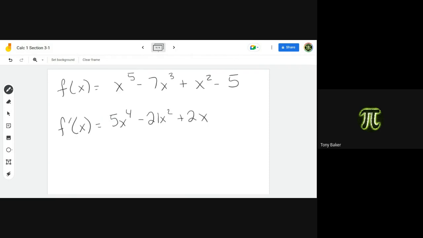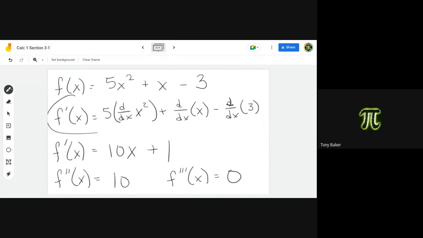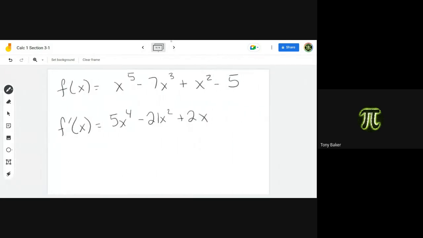That's all you're gonna need to do. You do not need to write out this whole step unless you want to. That's the power rule, and the -5 goes to 0, so you don't have to put the plus 0. Simple enough. You now know calculus.